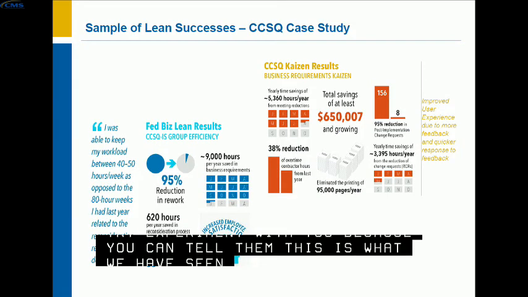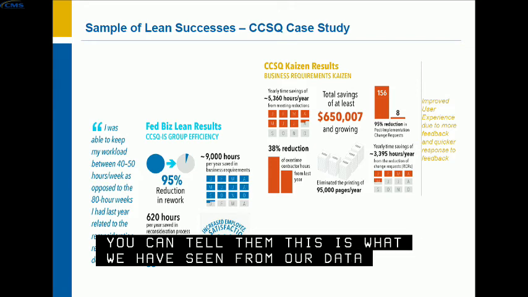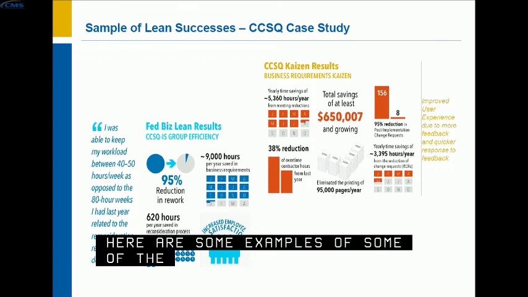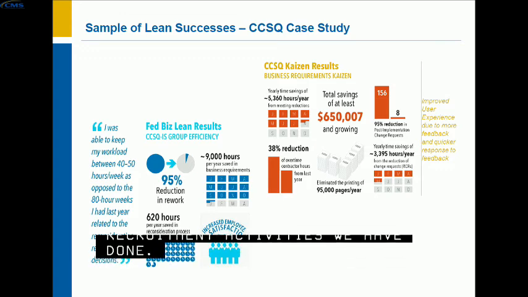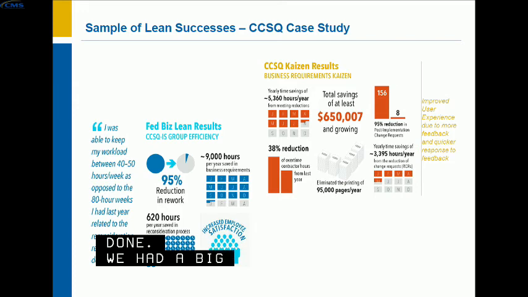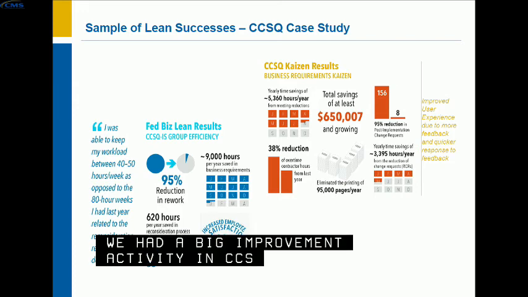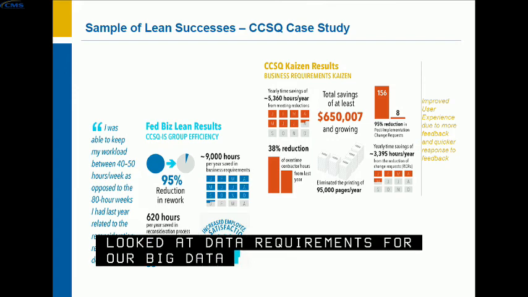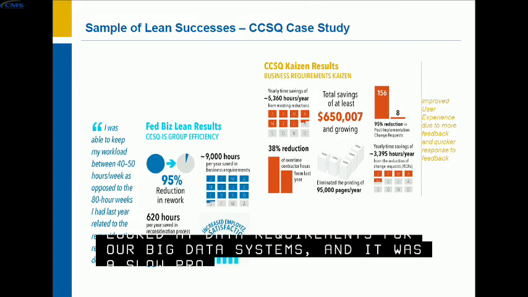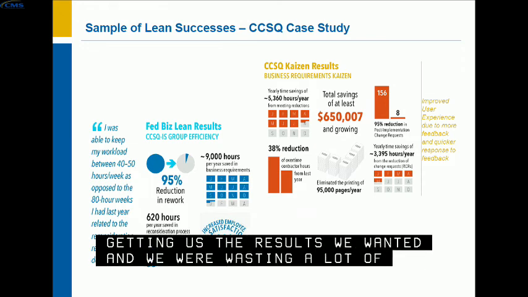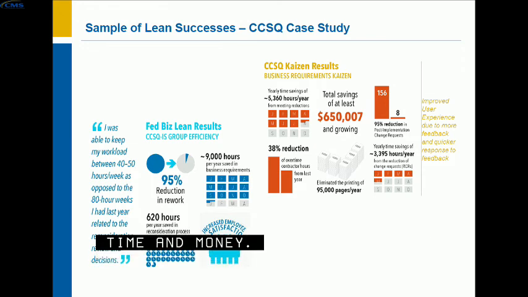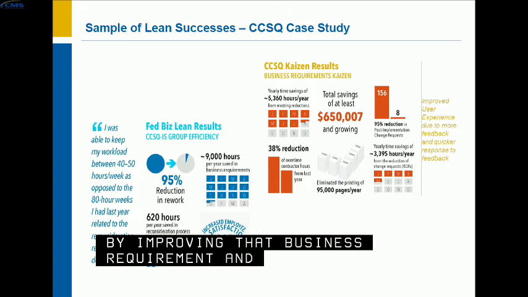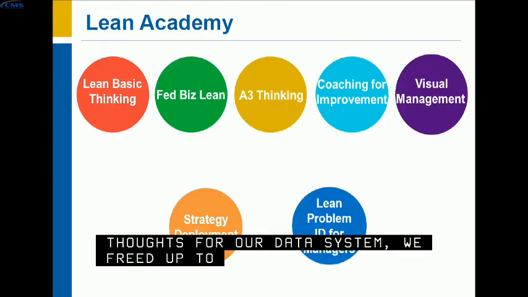Here are some examples of some of the larger process improvement activities we've done. We had a big Kaizen, a big improvement activity in CCSQ, where we looked at how we were doing business requirements for one of our big data systems and found that it was a slow process that wasn't getting us the results we wanted, and we were actually wasting a lot of time and money. So we saved a really significant amount of time and money by improving that business requirement gathering process for a data system. And in fact, we freed up two full CMS FTEs that we could deploy to other activities because they no longer had to do business requirement gathering.